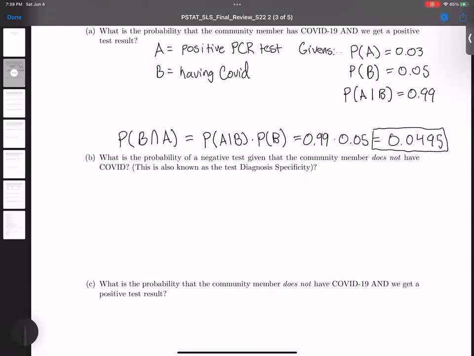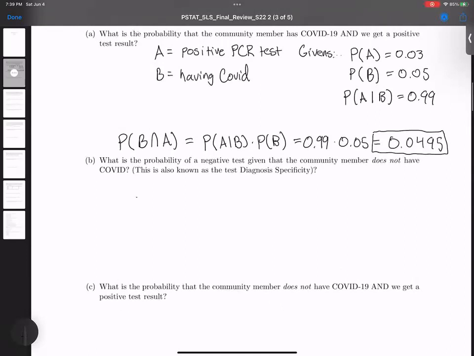We've already listed our givens above, so let's leave that on the screen. We're trying to find the probability that we get a negative test result. A negative test result is A complement, because A is having a positive result, so a negative result would be A complement. I'm going to denote complement with a little c up as an exponent.